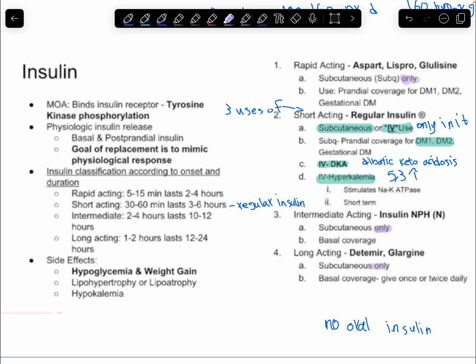The next one is hypokalemia. As we discussed, it reduces the level of potassium, so sometimes it can lead to hypokalemia. So that is the story of insulin.